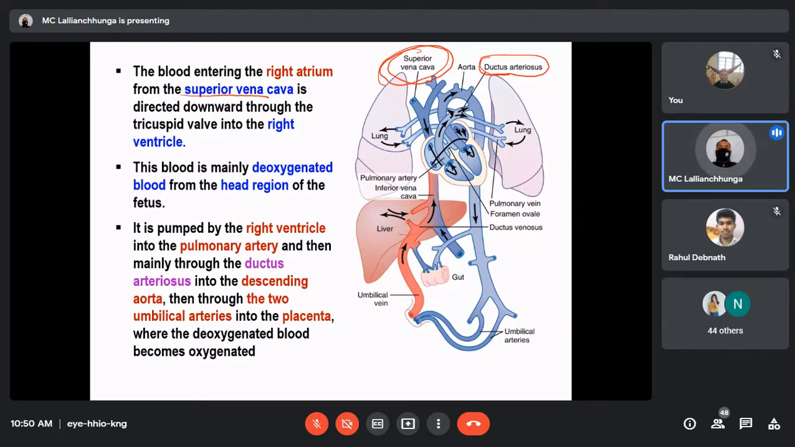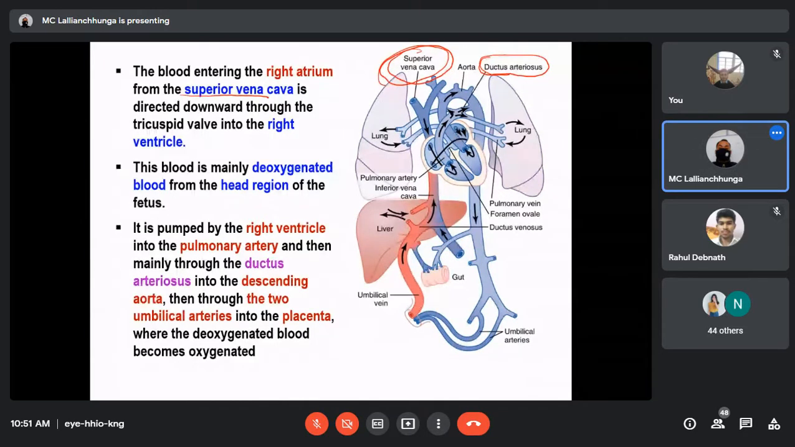In adult we have not observed this one. Ductus arteriosus is not present. In adult, blood will go directly to the lungs only. But here during fetal life, this ductus arteriosus will drain blood into the aorta. Here you can see, and then follow the umbilical arteries, and this will go again towards the placenta.